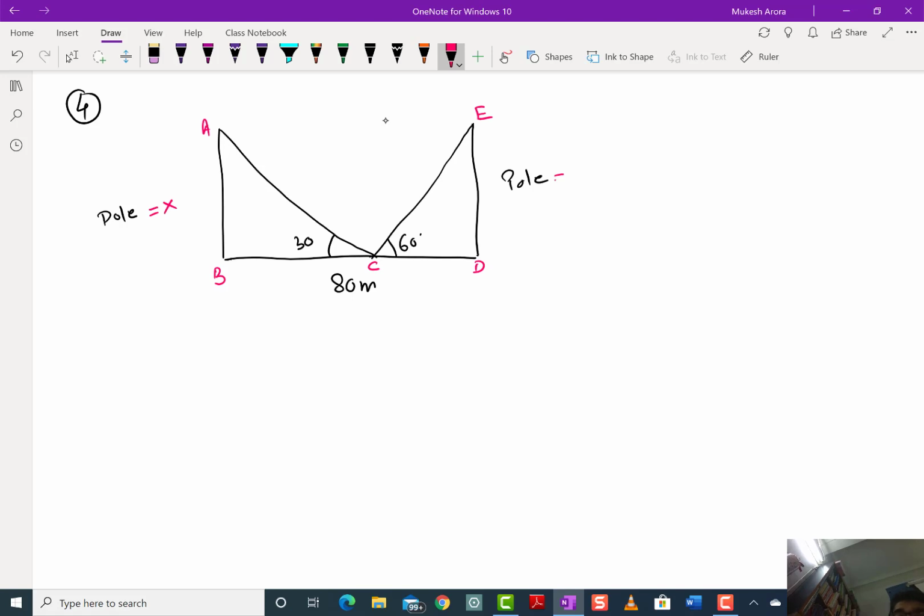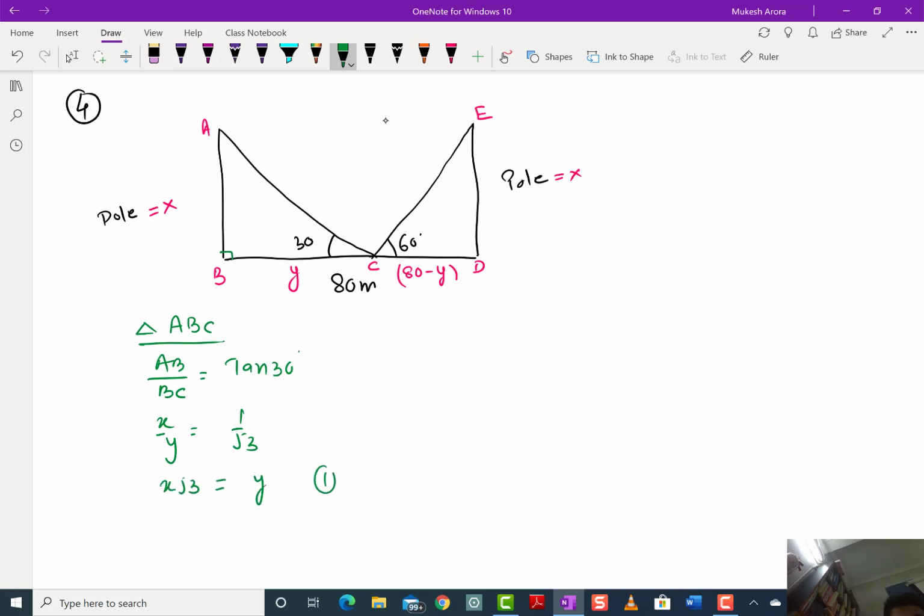Let's say the height of the poles is x and BC is y, and CD is 80 minus y. So now we have two right angle triangles. Triangle ABC: AB upon BC is equal to tangent 30, x by y is equal to 1 by root 3. We have to find the value of x, so we'll find y: x root 3 is equal to y. This is 1.